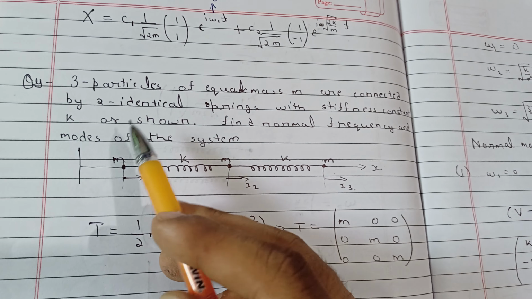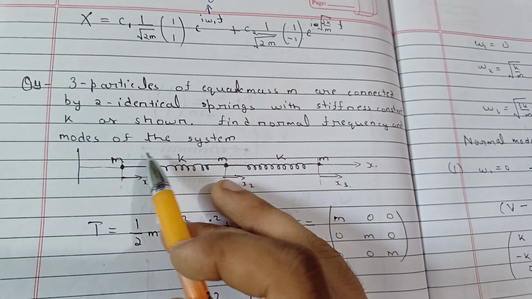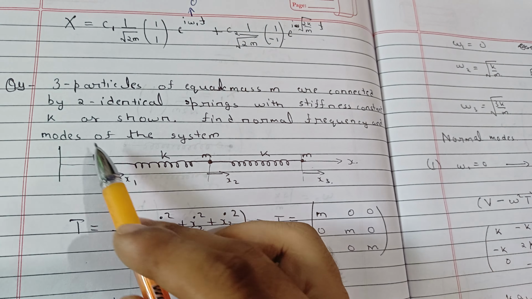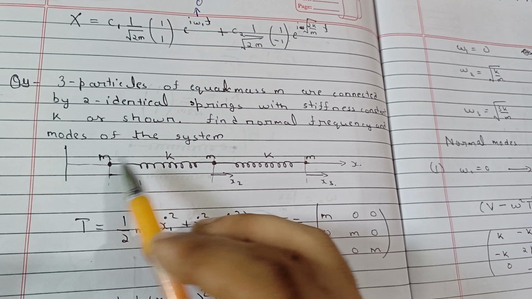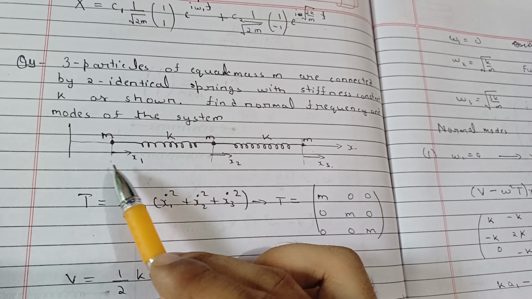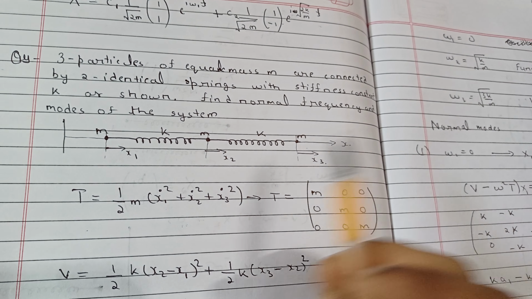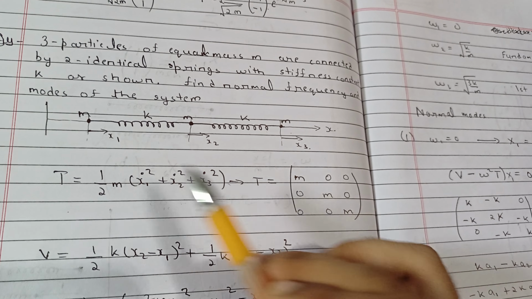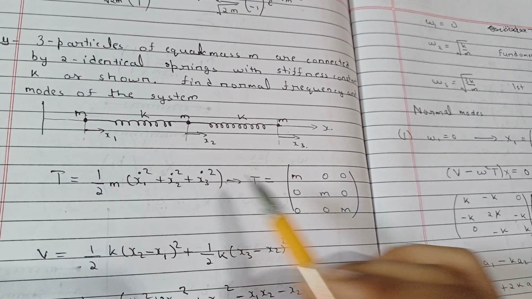Let's see one more question. Three particles of equal mass m are connected by two identical springs with stiffness constant k, that is, spring constant same as before. Find the normal frequencies and modes of the system. So again we have a spring system, three masses are there, moving x1, x2, x3, we assume that. So kinetic energy will be x1 dot, x2 dot, x3 dot. So the T matrix will be, coefficient is m, so it will be m.